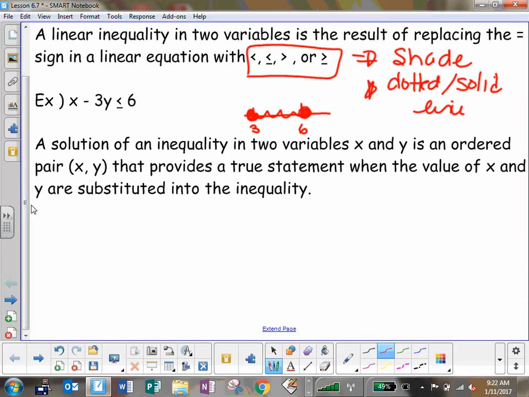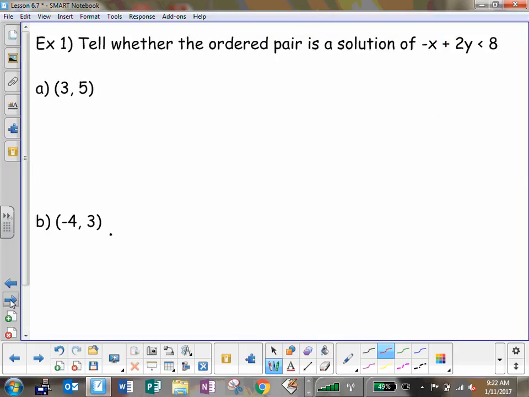All right, so let's talk about ordered pairs. A solution of an inequality in two variables is an ordered pair, so whatever that point is, it provides a true statement given the x and the y are substituted in. Okay? So let's see what I mean. Let's say I give you this equation. How do we know that this is a line? What do you know, Rose?